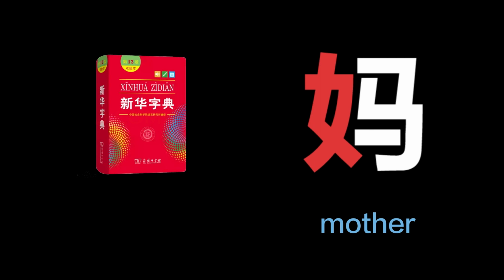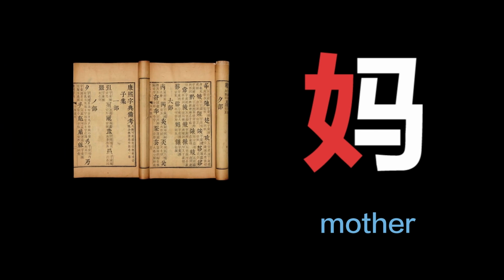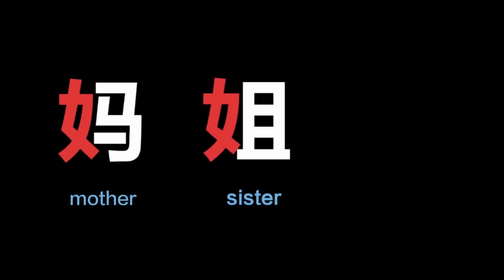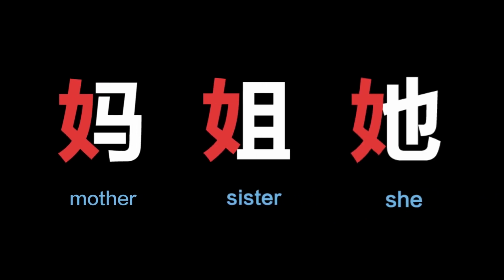If you open the Chinese dictionary today, you will see the characters in alphabetical order. But before the Latin alphabet was introduced in China, people would use radicals to categorize the characters in a dictionary. For example, the characters mother, sister, and she all fall into the female radical category.